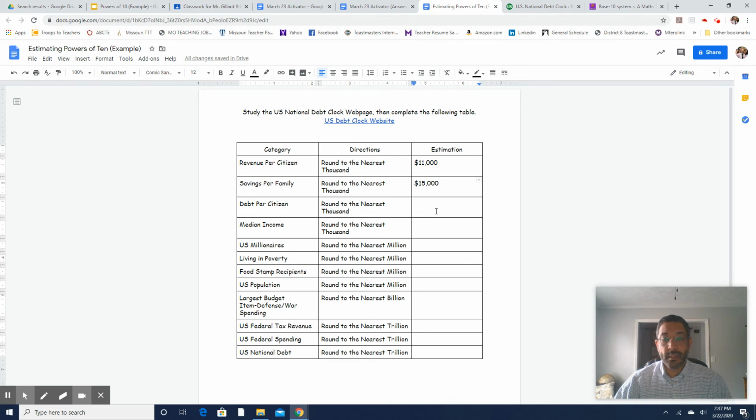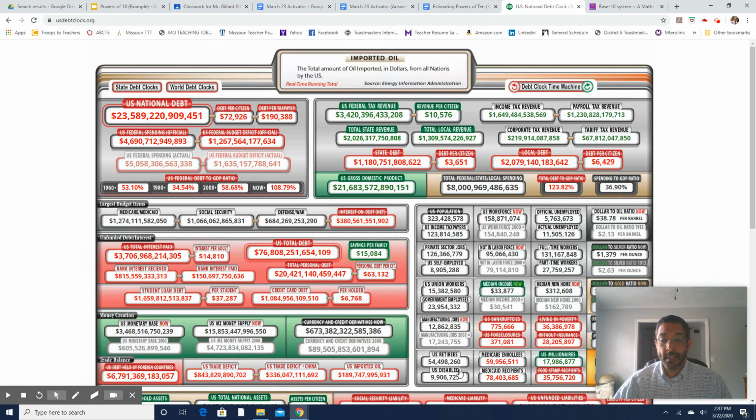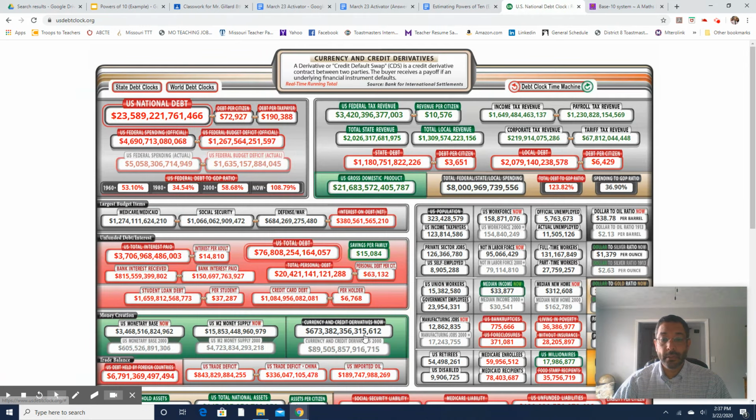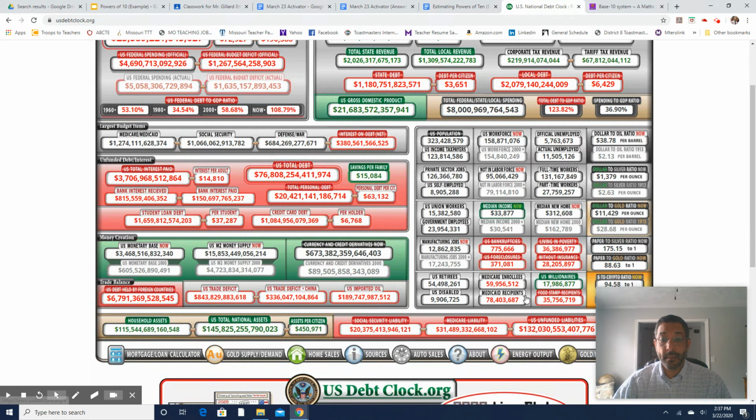All right. So what you're going to do is look here on the U.S. National Debt Clock. Look for whatever category I have you looking for, and then you're going to round to that particular place value that I ask you to round to, and then type the estimation over here. Make sure that all the ones that include money have a money symbol, the dollar symbol. Okay? And if you look here, this is where all your data is going to come from, this U.S. debt clock. Okay?